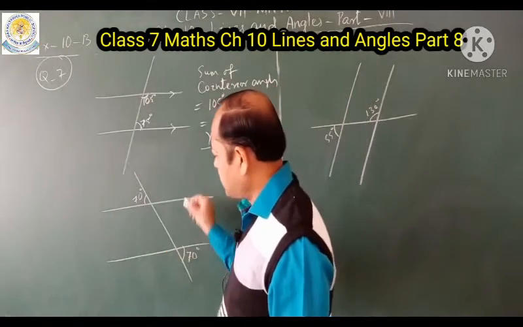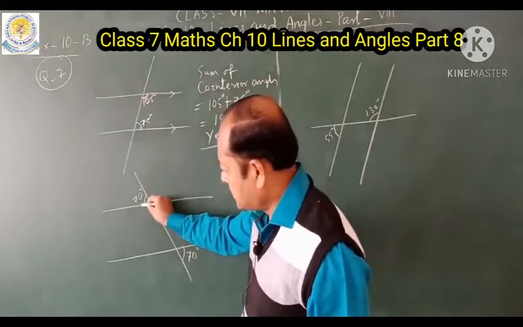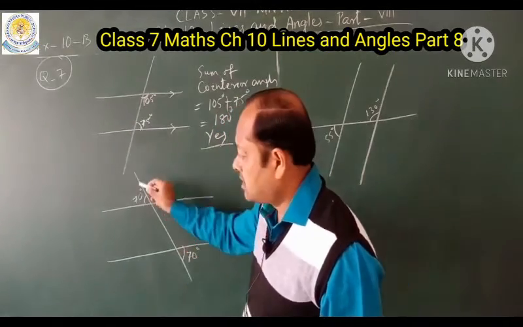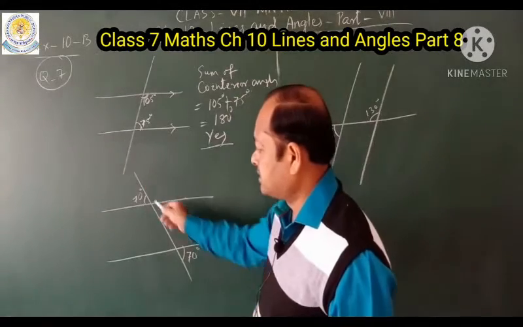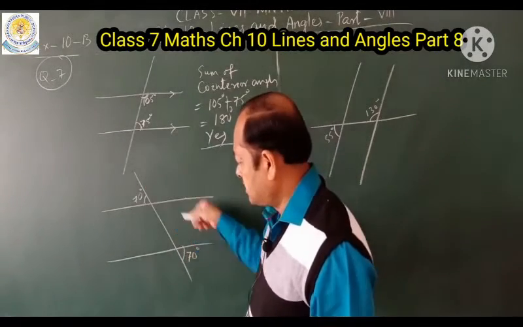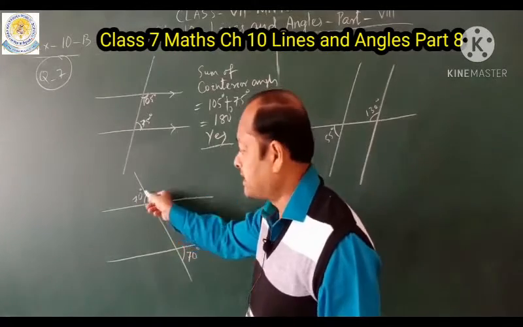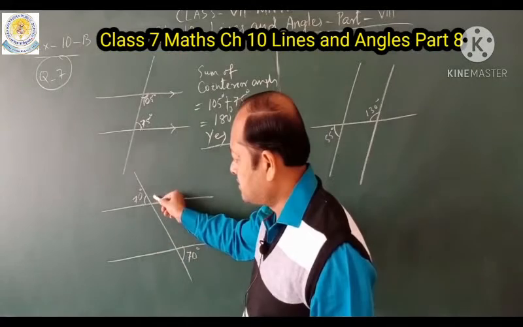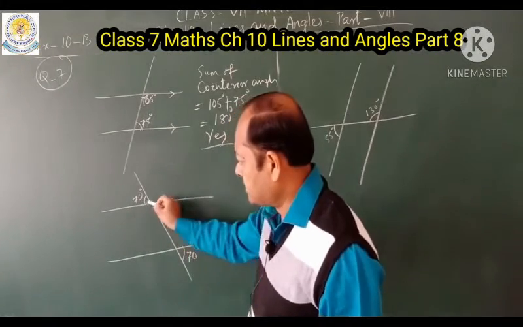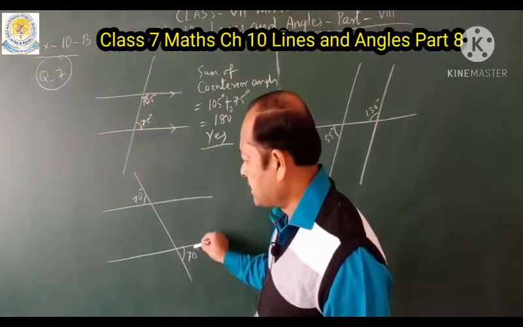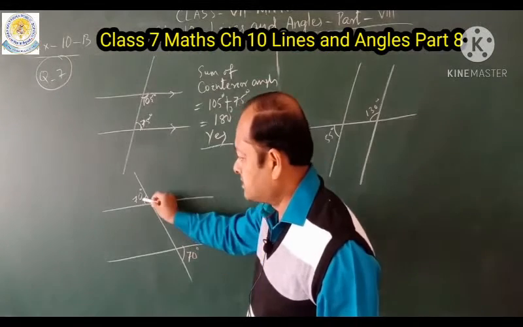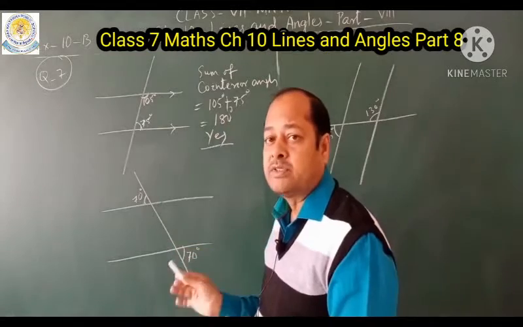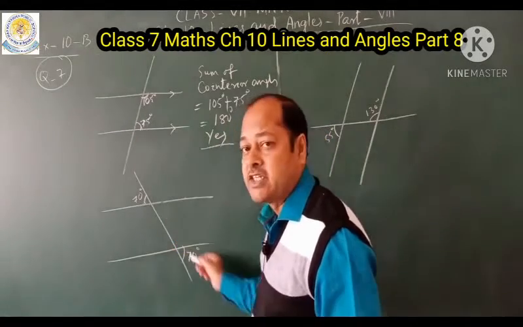Here these two lines are parallel, and it is giving this angle as 70 and this as 70. Which angles are these? These are exterior angles. They are alternate exterior angles, not interior angles. This is the transversal line, these two are parallel lines, and the 70 degree angles lie on opposite sides of the transversal and are exterior.